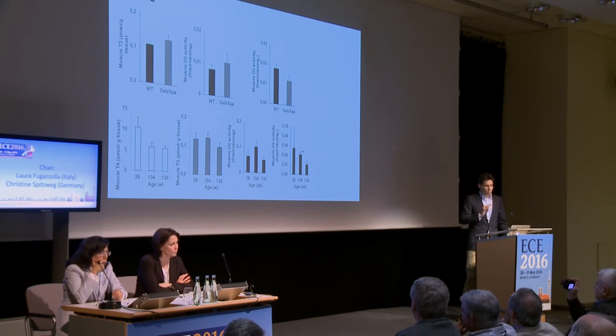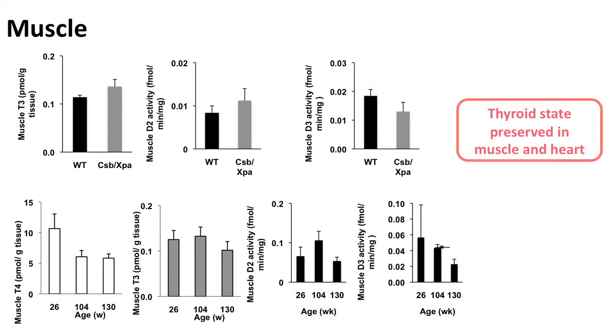In muscle, I won't go into detail on all these figures, but it basically shows that both in heart and skeletal muscle, thyroid hormone signaling appears to be preserved.